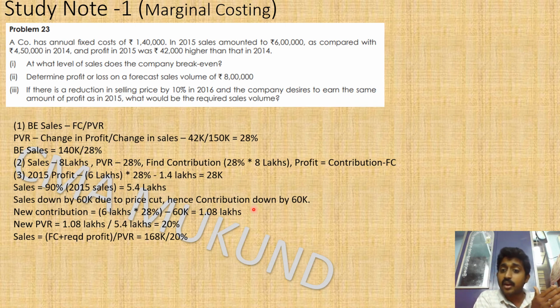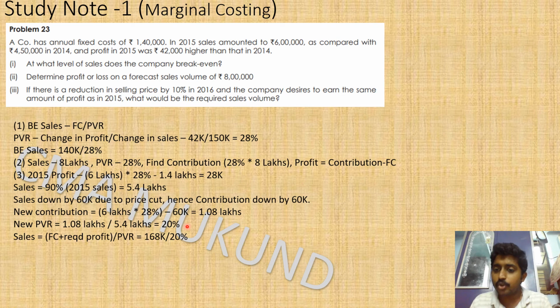In 2014 and 2015, the PV ratio was 28 percentage. Now what is the PV ratio? 1.08 lakhs is the contribution divided by sales of 5.4 lakhs. It comes to 20 percentage. So which means the PV ratio has gone down.